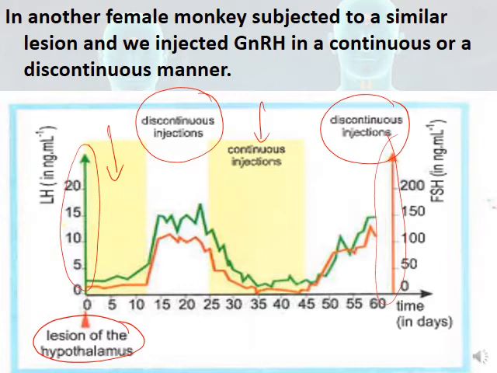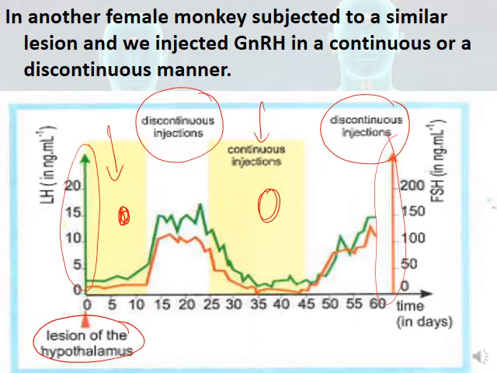The lesion in the hypothalamic control system may be corrected by the injection of GnRH. This injection of GnRH is discontinuous, meaning that it is in a pulsatile manner. Whenever we have continuous injections of GnRH, the levels of LH and FSH are low, whereas discontinuous injection of GnRH stimulates an increase in the levels.